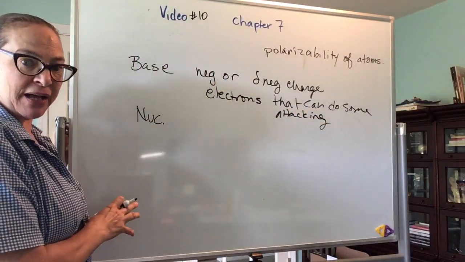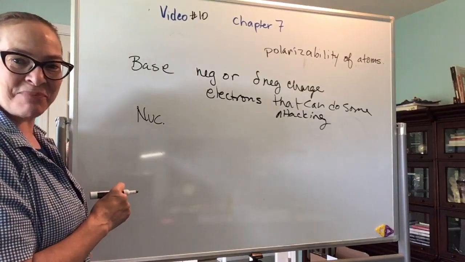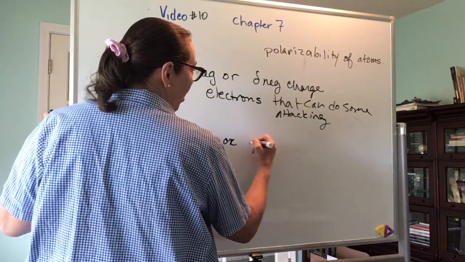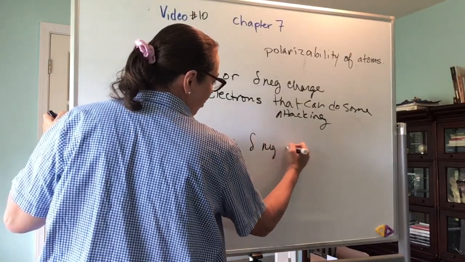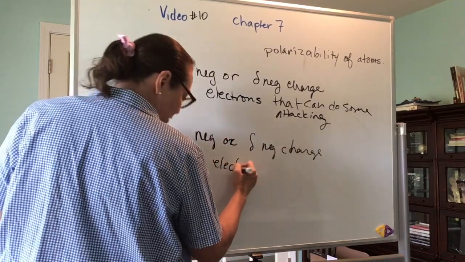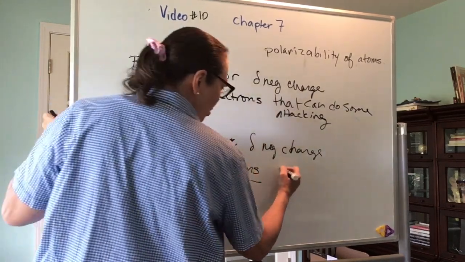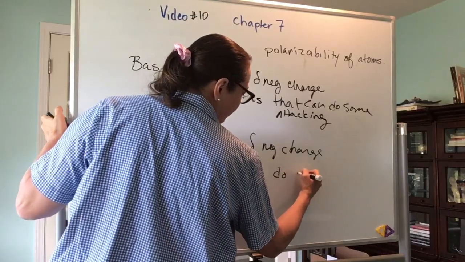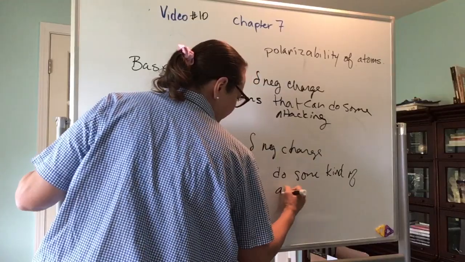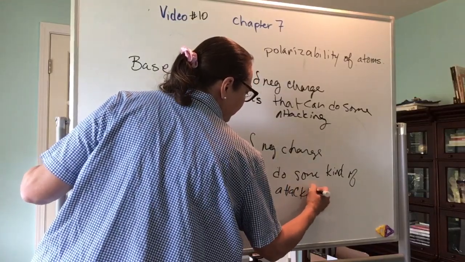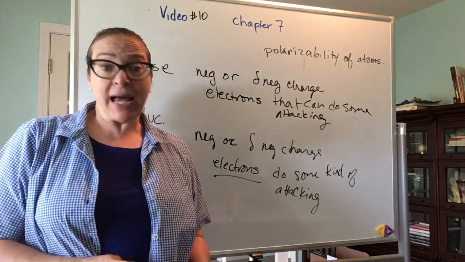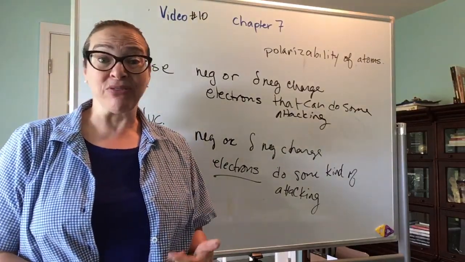Well, what is a nucleophile? A nucleophile is exactly the same thing. A nucleophile is a negative charge or a partial negative charge in which electrons do some kind of attacking. So the question is, are a nucleophile and a base exactly the same thing? And the answer is absolutely not.